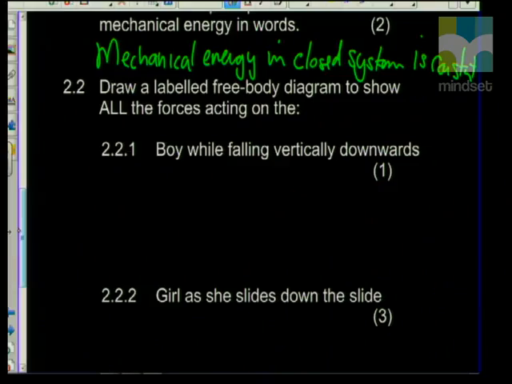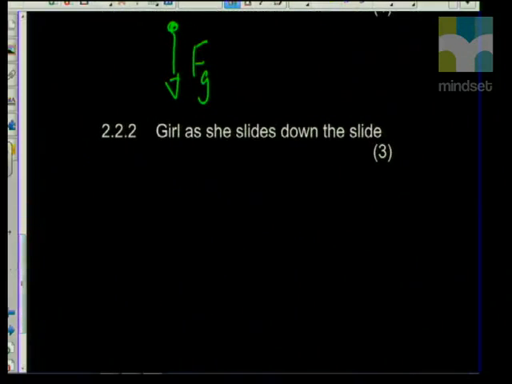Now, the next part, we've done these before, the drawing of free body diagrams to show all the forces acting. Now, the boy, while he's falling vertically, what sort of forces? We're told to ignore air friction. All we're going to have is the force due to gravity that's acting downward. What about the girl? Well, remember, she's sliding down. So yes, there is the force due to gravity, but we also recognize that there is the force of friction and there's the normal force. And so we have those. You would go and label each of those in the exam to make sure that your examiner knows exactly what you're talking about. But we want to move on to get to the real meaty stuff.